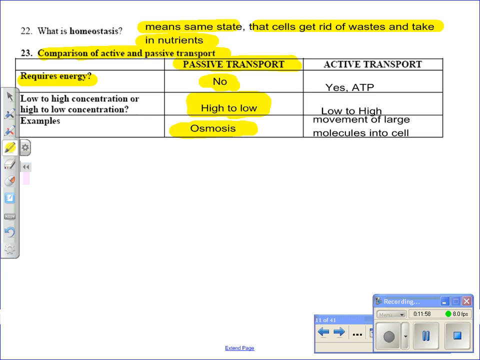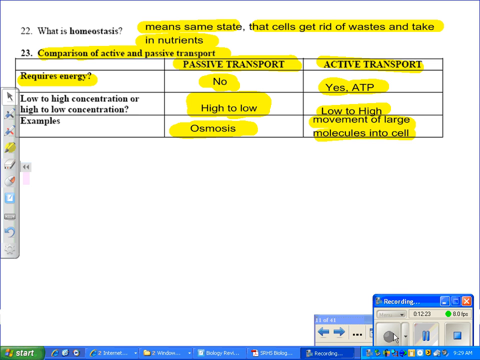What about active transport? Well, when you look at active transport, it does require energy. It actually requires ATP. That's why if you see the word active in the transport part of it, that's referring to the use of energy. It's going to require energy because it's going to go from a low concentration to a high concentration. Movement of large molecules into cells is really what you're doing when you're doing active transport.